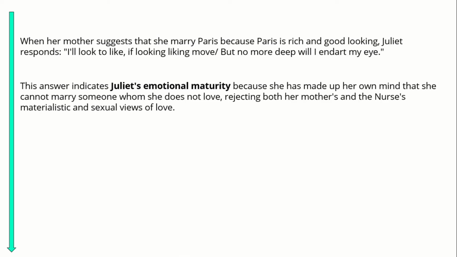When her mother suggests that she marries Paris and that Paris is rich and good looking, Juliet responds with, "I'll look to like, if looking liking move, but no more deep will I endart mine eye." So she shows her obedience here. She wants to please her parents. It also shows her emotional maturity because she's made up her own mind that she cannot marry someone whom she does not love, rejecting both her mother's and the nurse's materialistic and sexual views of love. So she says she'll try to like, but that's all she can promise at this stage.